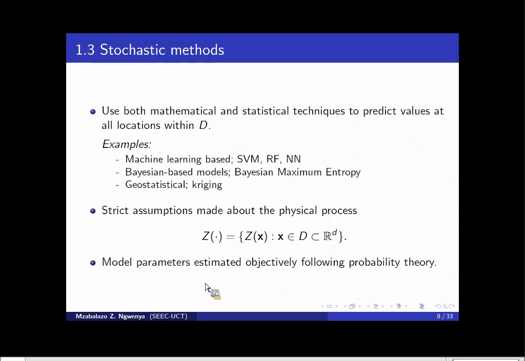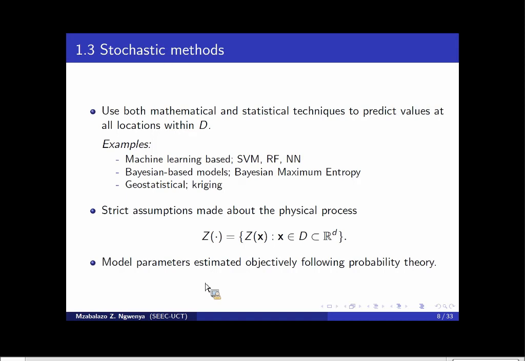And basically, these methods are just learners of the same form you see in machine learning, where you take your data and try to find some structure in it. We also then have our stochastic methods. These methods use both mathematical and statistical techniques to predict values at our unsampled or unknown locations.